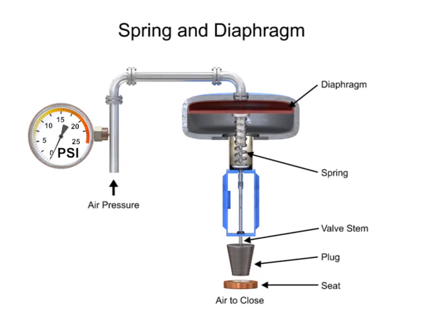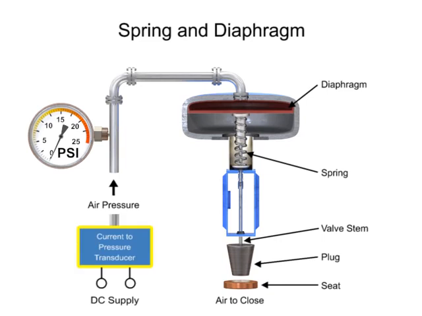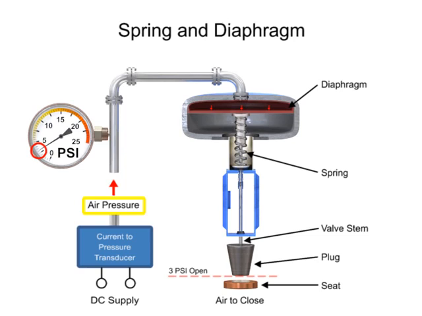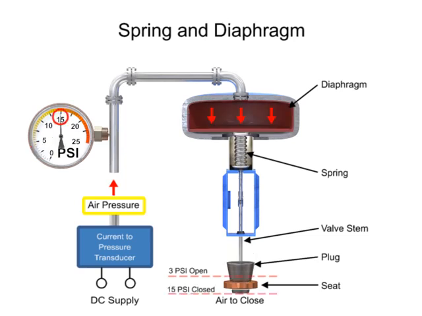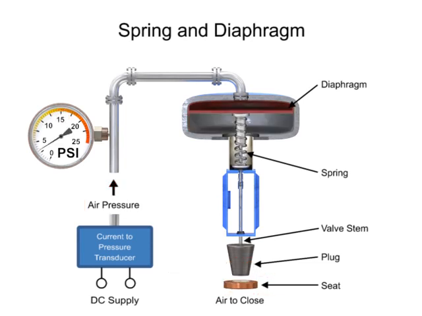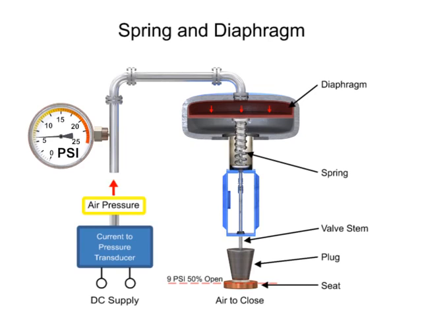To vary the position of the restrictor and flow through the valve, a current-to-pressure transducer can be used to provide a 3 to 15 psi signal to the diaphragm. At 3 psi, the valve is maintained open, and at 15 psi, the valve is maintained closed. Pressures between the 3 to 15 psi range proportionally change the flow of the valve. For example, a pressure of 9 psi applied to the diaphragm moves the spring and valve stem to 50% of operating range.